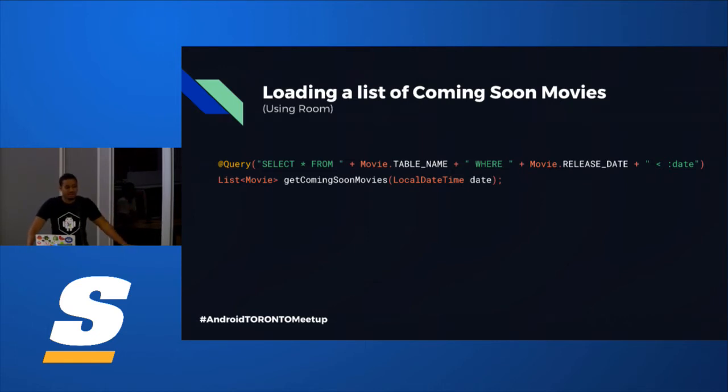We can take questions later about Room, but I'm not going into details about Room because it's not the scope of this project. But basically, assuming that we all know about Room and we created this database and we want to query for the coming soon movies, we would have two lines like this. The first, on the top, we have to define the query, like a regular SQL query.